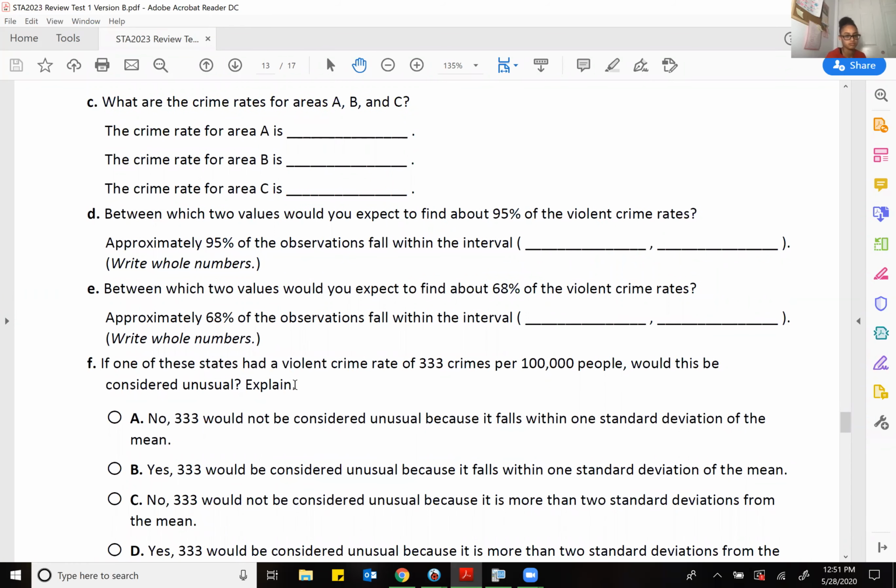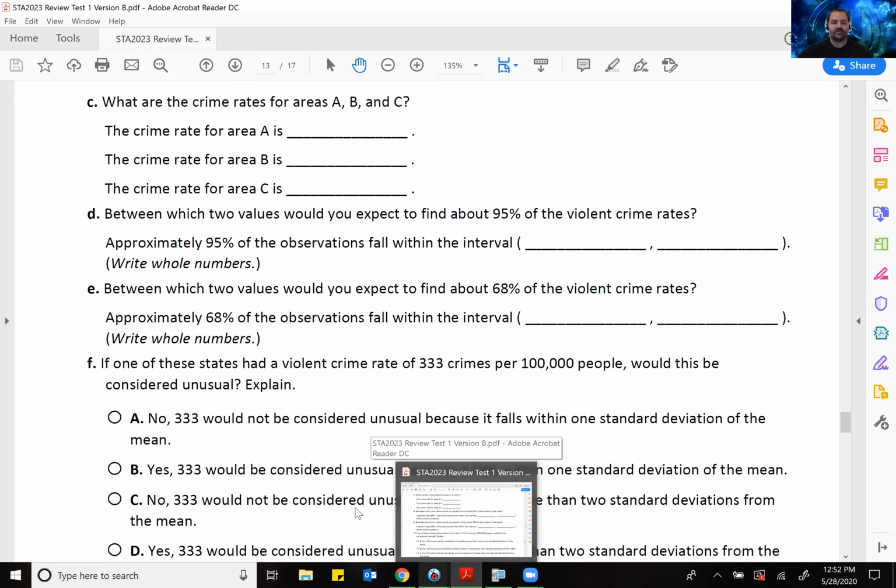E says, between what two values would you find 68%? 233 and 589. There you go. Because to be 68%, you're one standard deviation away. And last but not least, they want to know, is this unusual? If one of the states had a violent crime rate of 333 crimes per 100,000 people, would this be considered unusual?